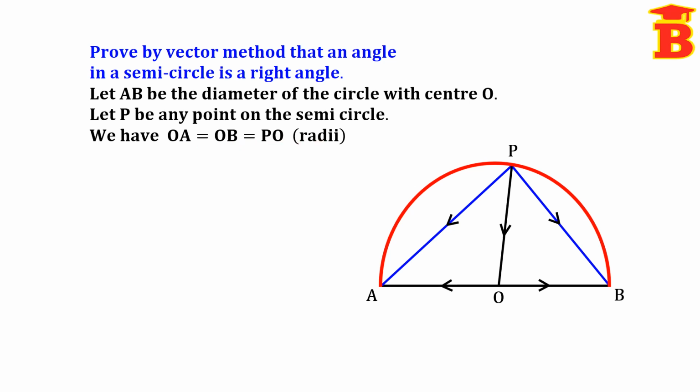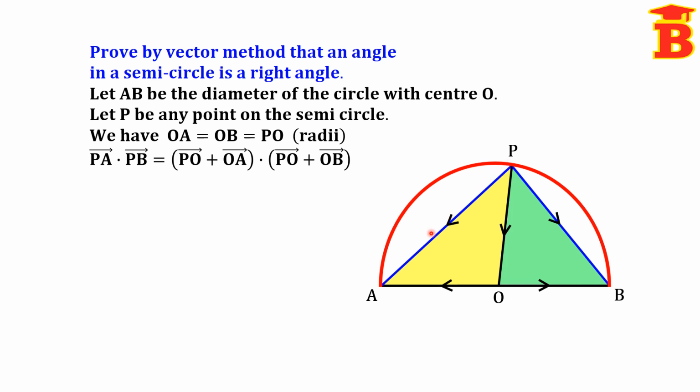All are radii. Now we have to prove that angle in a semicircle is right angle. That means we have to prove that this angle P is 90 degree. If dot product is 0, then the vectors are perpendicular. So we use that formula. So we have to take the two vectors PA vector and PB vector. Take dot product of these two. If it is 0, then we get 90 degree. So we take PA vector dot PB vector.